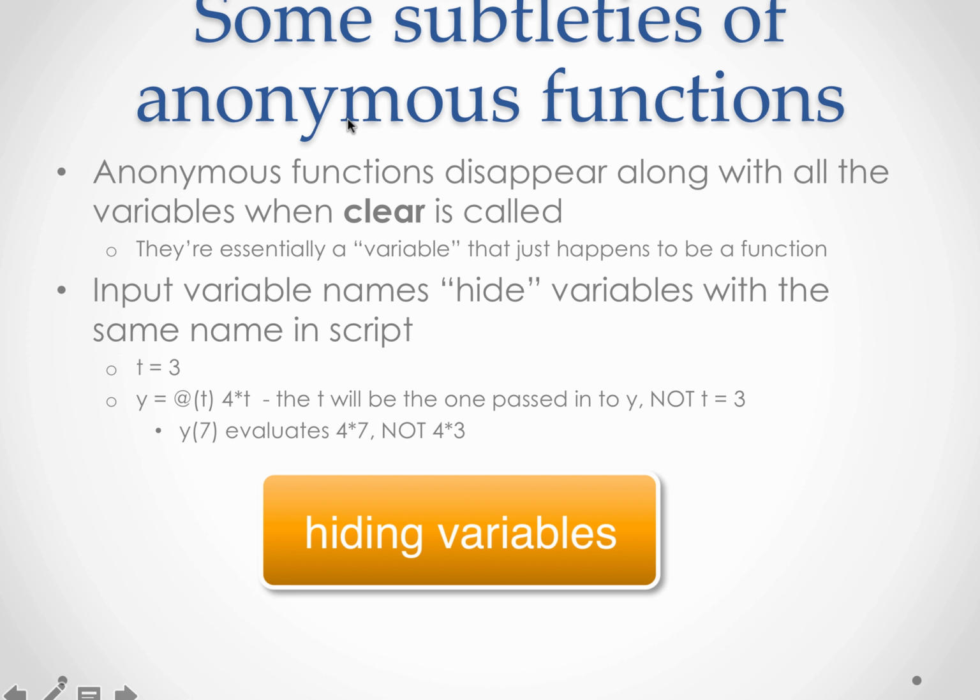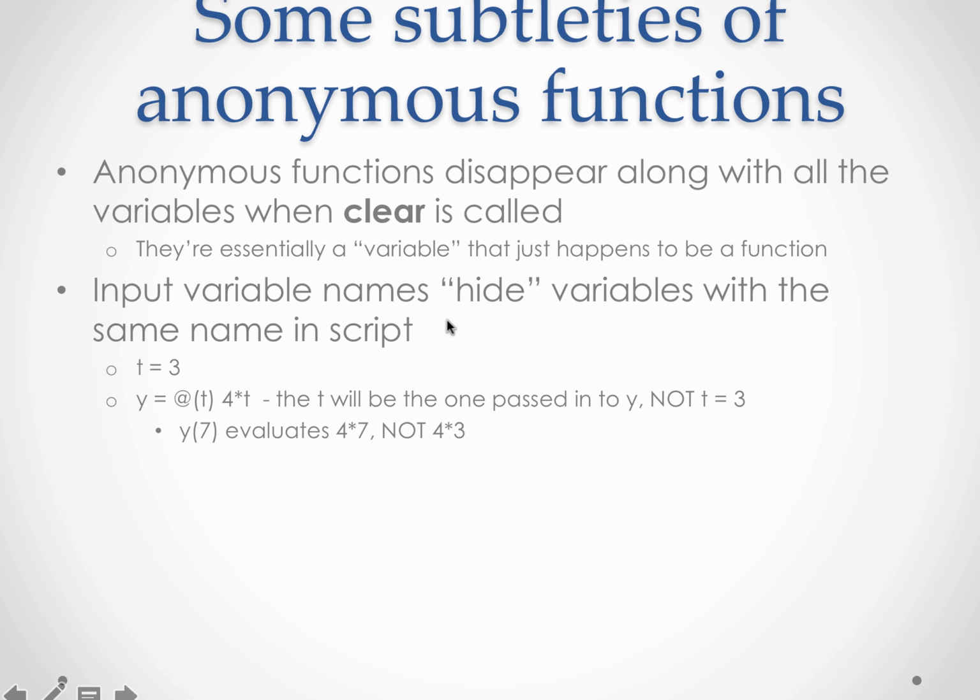Where people get a little bit hung up with anonymous functions is that the variables in the function hide the variables in the main script. So here we have y equals @(t) 4 times t. This t is going to be set to whatever you pass y. It is not this t at all. These two are completely unrelated.